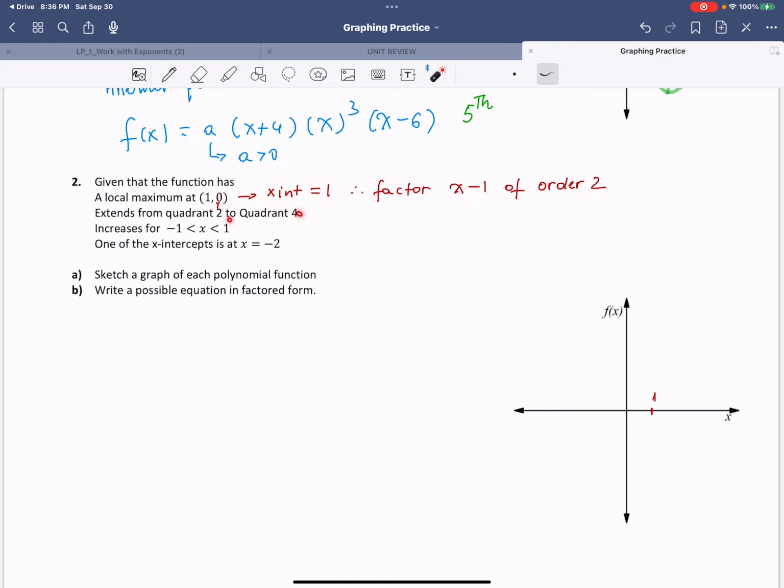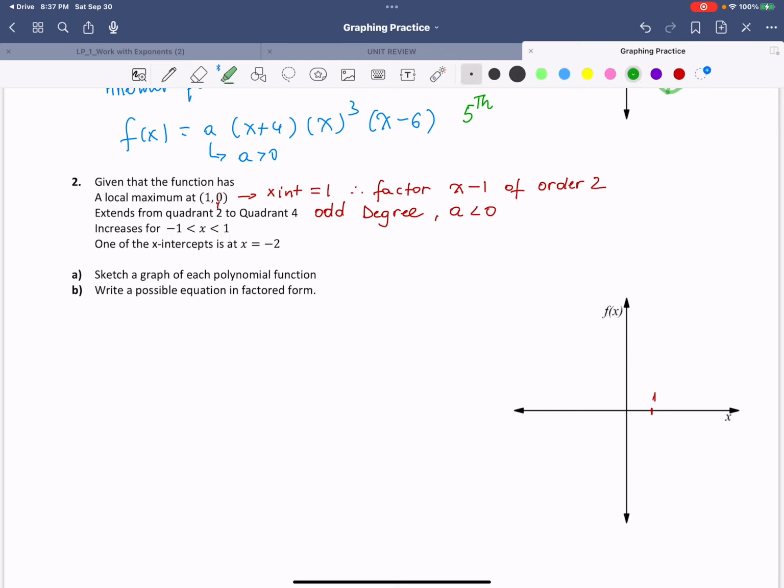It extends from quadrant 2 to quadrant 4, so that means from here to here. Now, a function that extends across the origin like this means that it's an odd degree polynomial function. What else do you think would derive from here? If the function goes from quadrant 2 to 4, not only is it odd degree, but we also know that the leading coefficient will be negative, because it behaves like a straight line, or linear function, that has a negative slope. Now, it increases from -1 to 1.